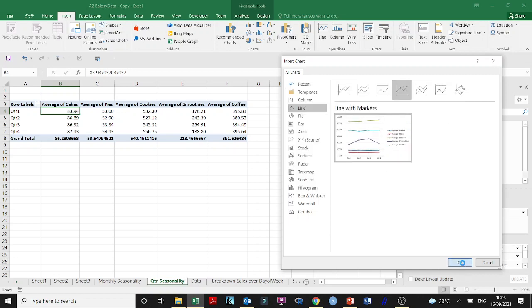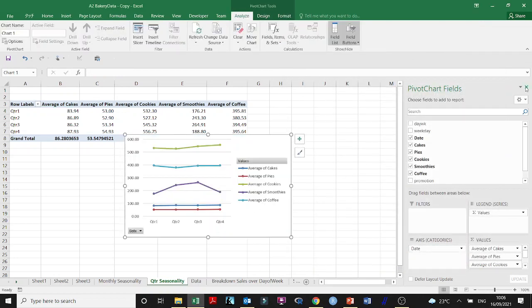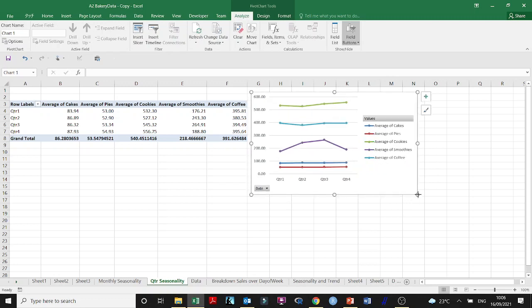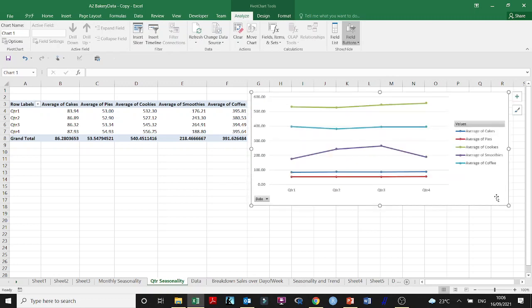I like these knots. They are helpful, especially for old people like me. And let's take a look. Wow, there is a quarterly seasonality. So over here you can see that there is a quarterly seasonality.